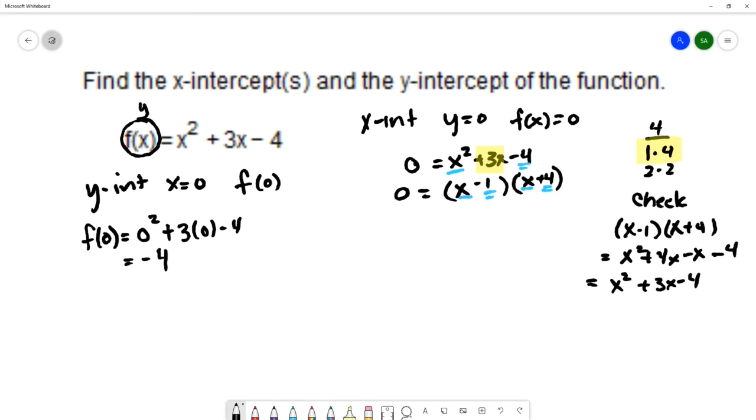And you can see that we do have the right factorization. Once you have it factored correctly, you will use the zero product property and set each factor equal to 0. X minus 1 equals 0, and x plus 4 equals 0. Solving these linear terms gives x equals 1 and x equals negative 4. So this function has 2 x-intercepts at negative 4 and positive 1.